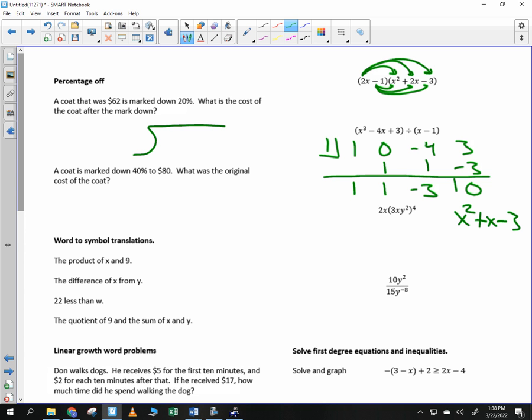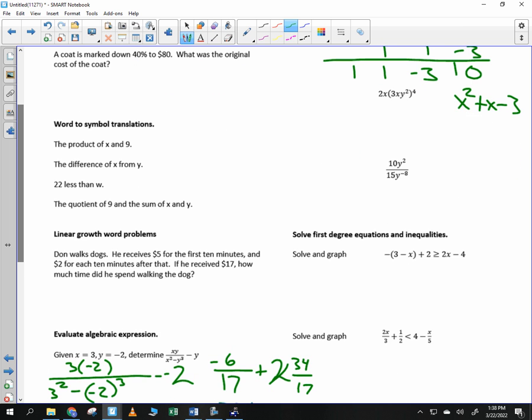So if they asked what's the remainder, you could just run it through synthetic division and find out it's 0, right? So they could ask, if you divide that by that, what's the remainder? And that'll be a question that comes up. Okay, you try next one on your own. Go.